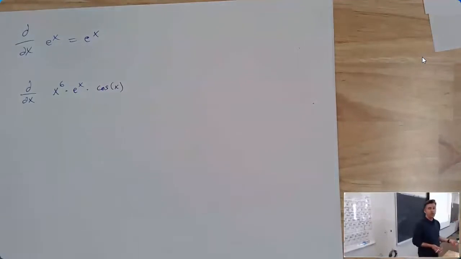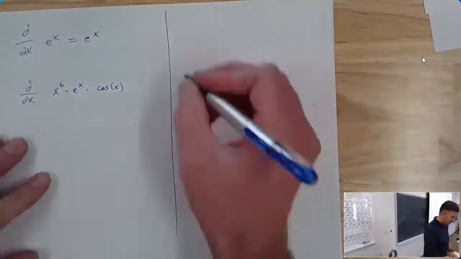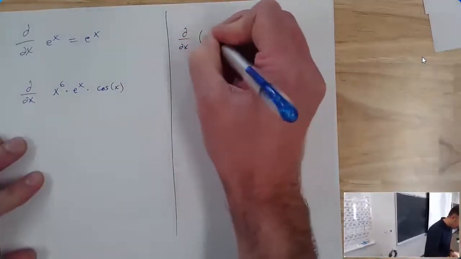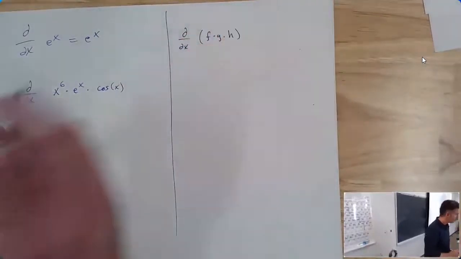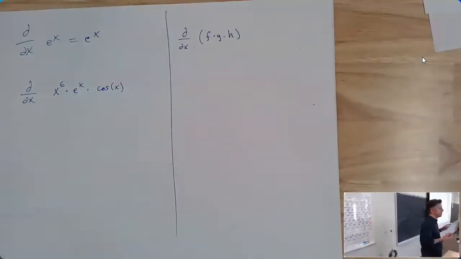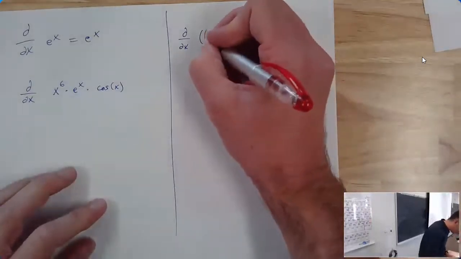So here's the long way. Actually, let me just show you. If I want to take the derivative in general of f times g times h, the product rule is a binary operation, meaning you take two inputs, you get one output. So when you have three inputs and you're trying to use a binary operation on three inputs, you have to break it up so you have two inputs. So what we're going to do is think of this f times g as just one thing.